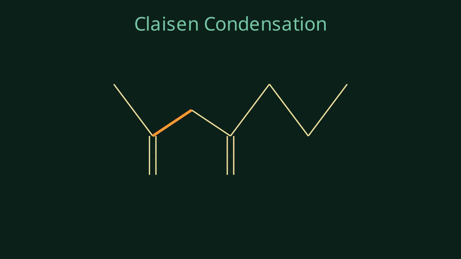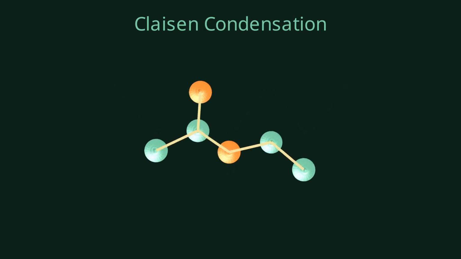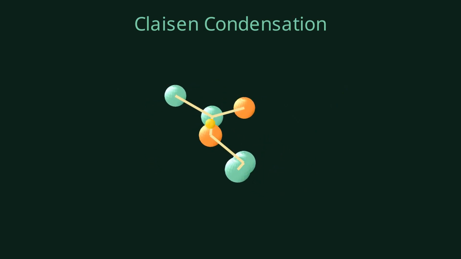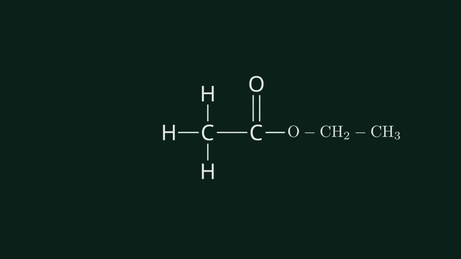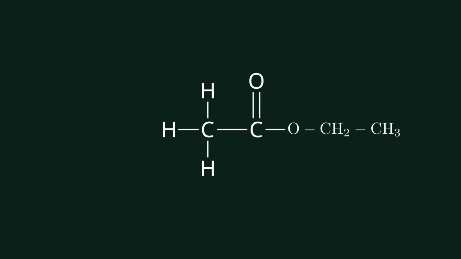carbon-carbon bonds. To understand how it works, let's go beyond the flat lines of a textbook and visualize the electronic push and pull happening at the molecular level. Let's look at our starting ester. Notice the oxygen double bonded to a carbon. This is the carbonyl group, and it's the star of the show.